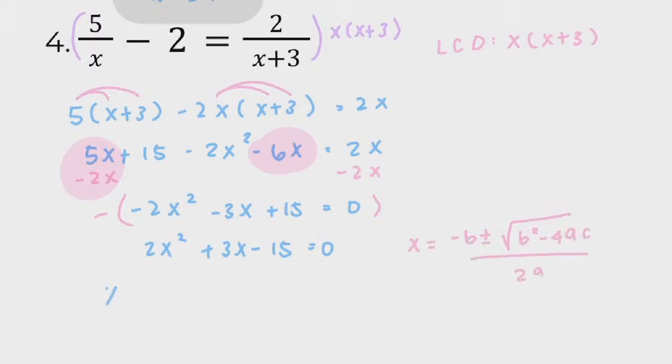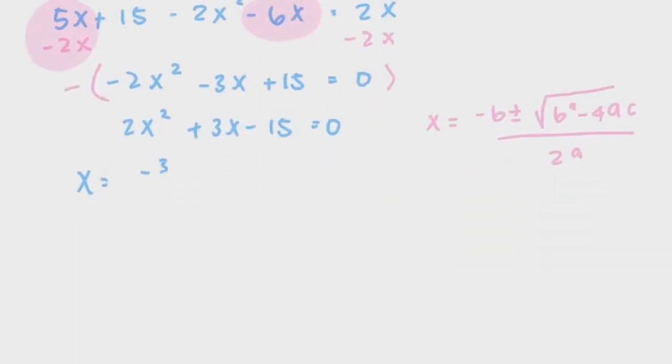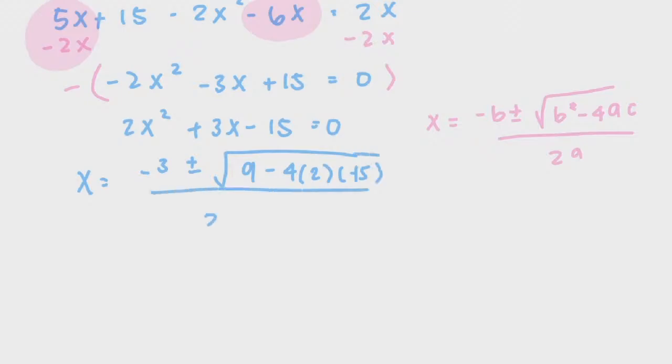So we're just going to plug in the numbers. So that's going to be negative 3 plus minus the square root of 3 squared, which is 9, minus 4 times 2 times negative 15, over 2 times 2. And we'll get negative 3 plus minus the square root of 129 over 4.